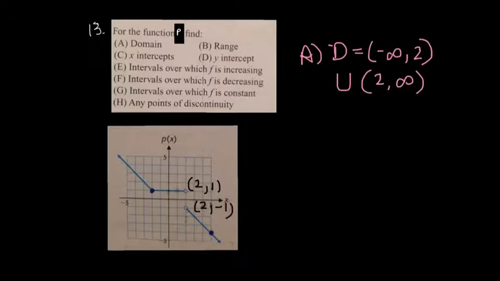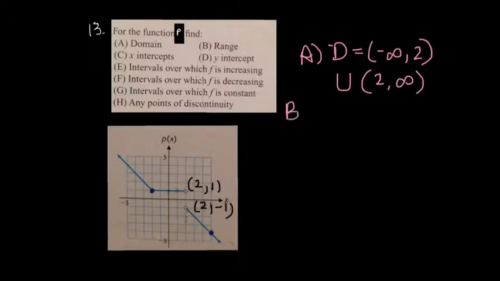So my domain goes from negative infinity to 2. I'm not going to include the 2. And then I'm going to pick that back up, or I'm going to unite that or union that with everything from this point to positive infinity, because those points all are points on the function as well. So I'm going to union that with everything from positive 2 to positive infinity.